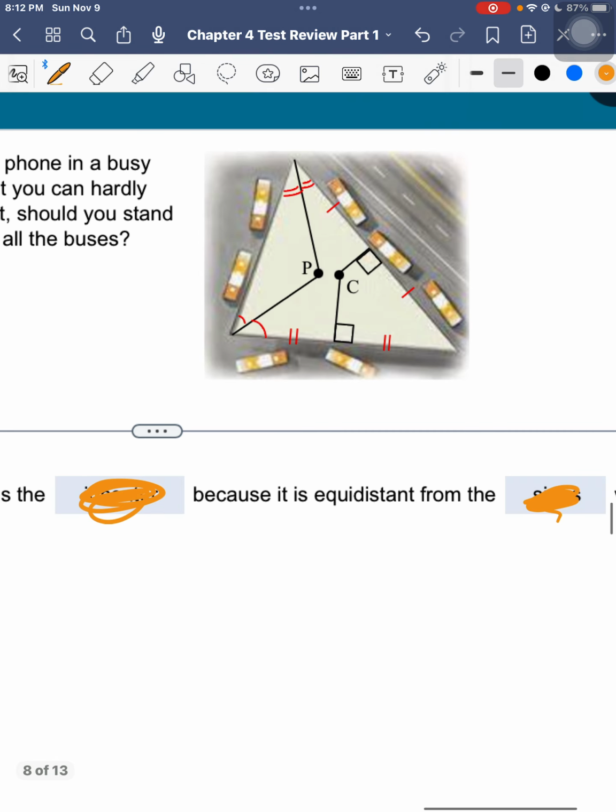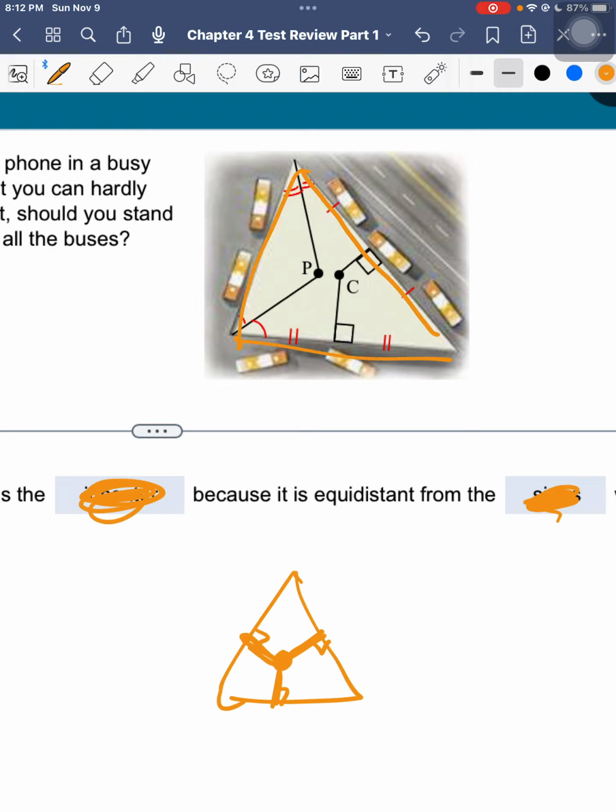So if I have an incenter, then that means I'm as far away from this side and this side as possible at perpendicular segments. So I want to find my incenter, correct? Because my incenter is always going to be equally far away from the sides as possible. And where are the buses? On the sides of the triangle.